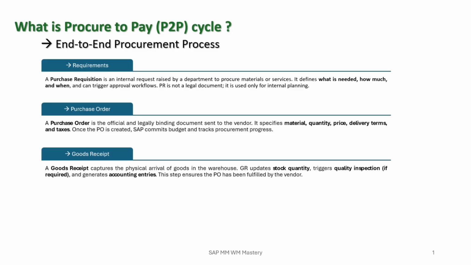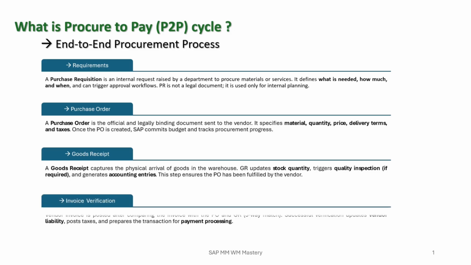Right now I want you to understand what a goods receipt is and what will happen if we post GR in the SAP system. This step ensures a PO has been fulfilled by the vendor. Okay, let's go for the next step, invoice verification. A vendor invoice is posted after comparing the invoice with the PO and the GR. Successful verification updates vendor liability, posts taxes, and prepares the transaction for payment processing, which the finance department will then take forward for the payment.